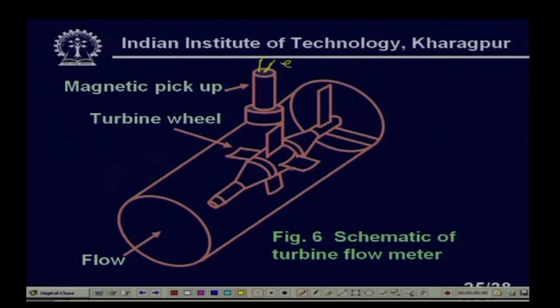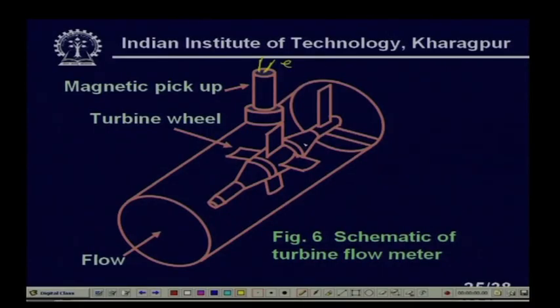These blades are made of ferromagnetic materials. We have shown four blades, and you see they are at a slight angle. When the liquid is flowing, it impinges on the blades, so the wheel will start to rotate. If the blades are slanted slightly like this, the liquid flows over them in this direction, and so it will start to rotate. This is made of ferromagnetic material.